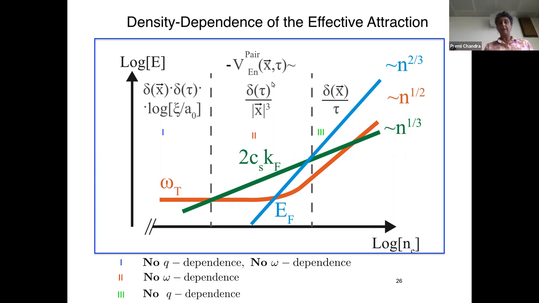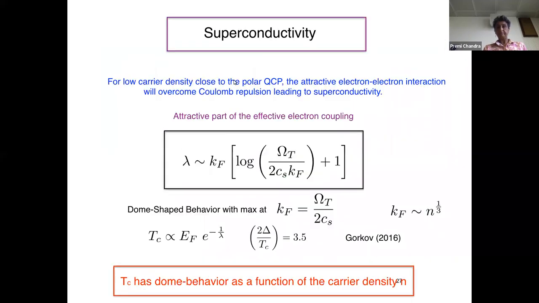Now we focus on this regime in our calculations, partly because the lower energy regime corresponds to the superconductivity that has not been confirmed as bulk. It's believed to be filamentary. So we're looking at the low density bulk superconductivity. So what do we get? For low carrier density close to the polar quantum critical point, we get an attractive electron-electron interaction, which overcomes the Coulomb repulsion, and it does lead to superconductivity.